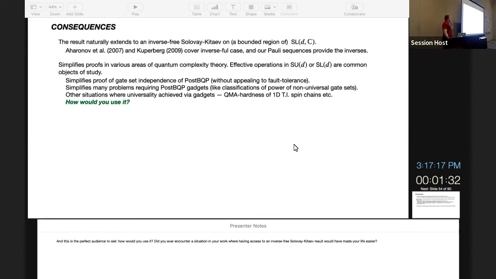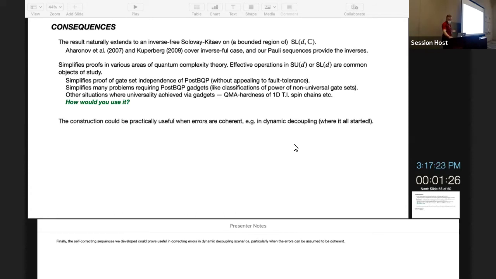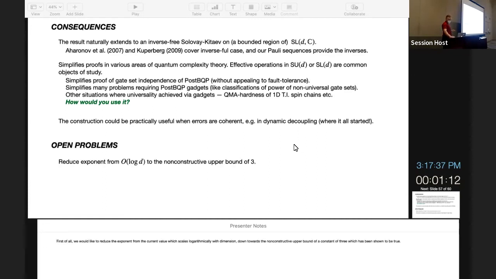This is the perfect audience to ask: how would you do it? Have you ever encountered a situation where such a result would have made your life easier? And we hope that some of these constructions could be practically useful, for example if errors are coherent. There's certainly a lot of problems left, but we still have to reduce the exponent from logarithmic in dimension to the known non-constructive upper bound of the constant 3.